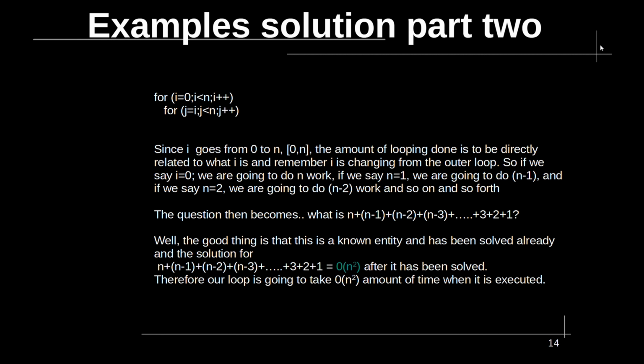The question then becomes, what is n plus n minus 1 plus n minus 2 plus all the way to 1? Well, this is a well-known identity, and this turns out to be n plus n minus 1 plus all the way to plus 1, which is equal to big O of n squared after it has been solved.